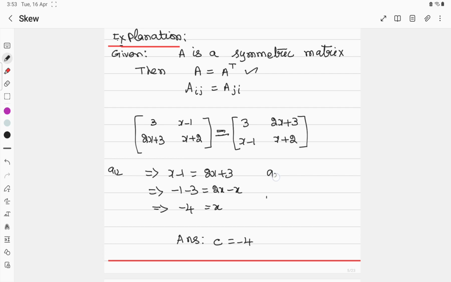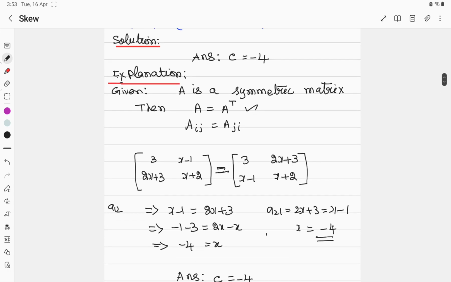Like that, taking A21 also, 2x plus 3 is equal to x minus 1. Therefore, x is equal to minus 4. So, the value of x is minus 4. Answer C.